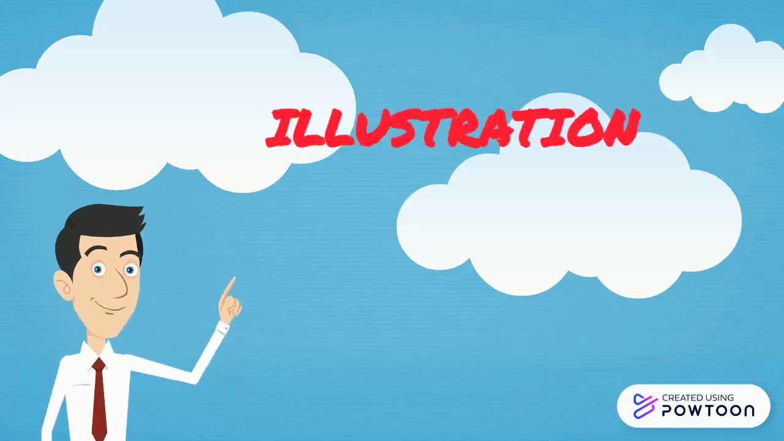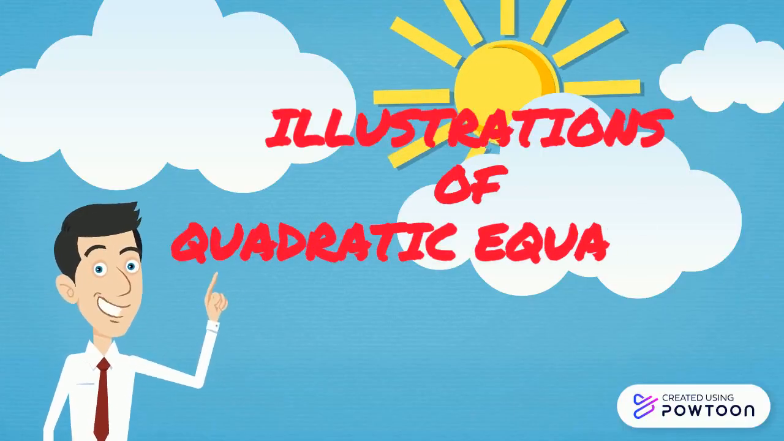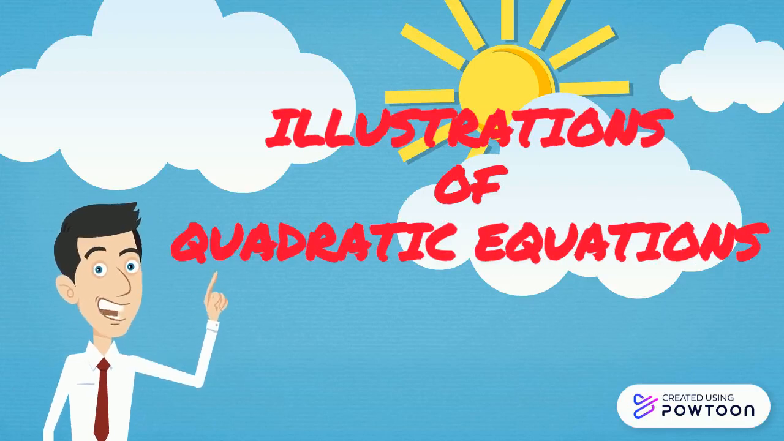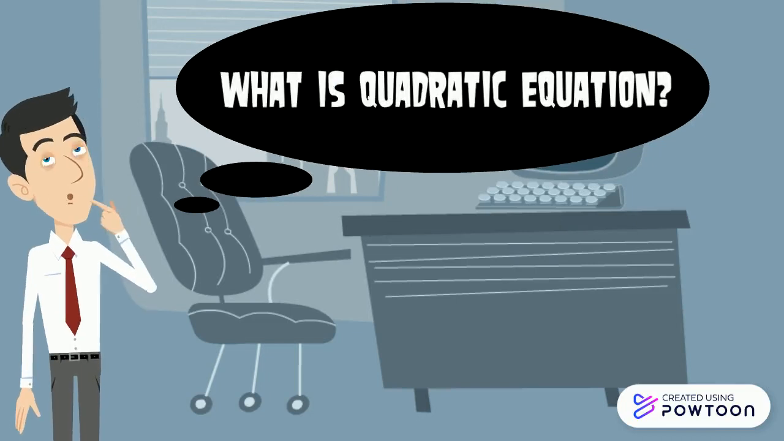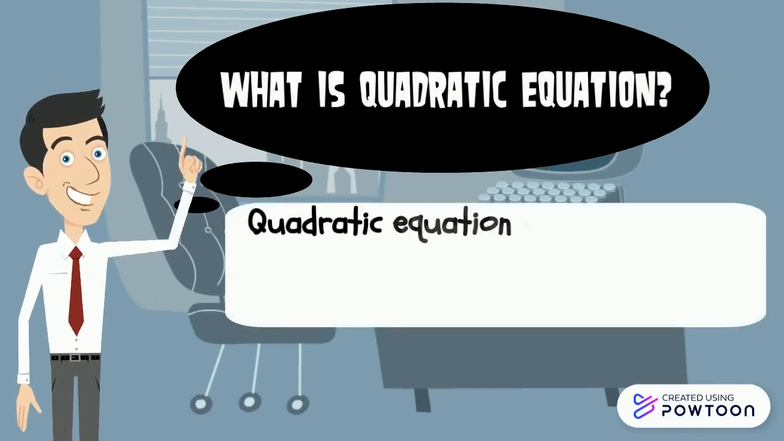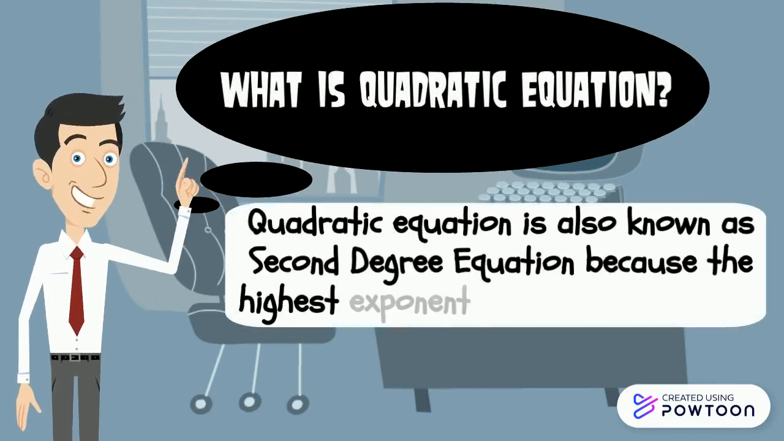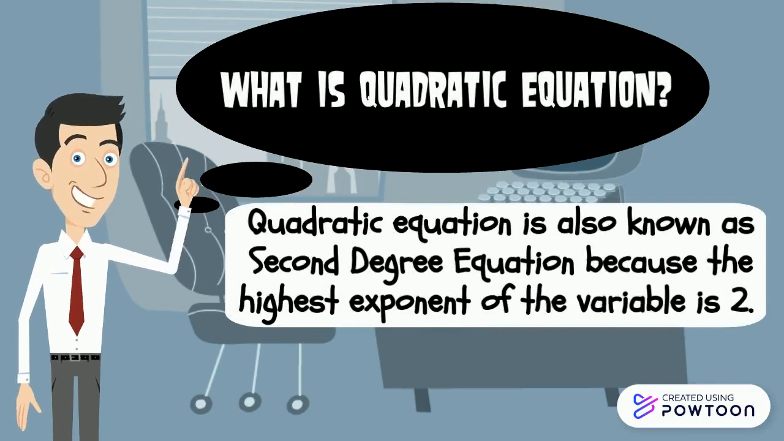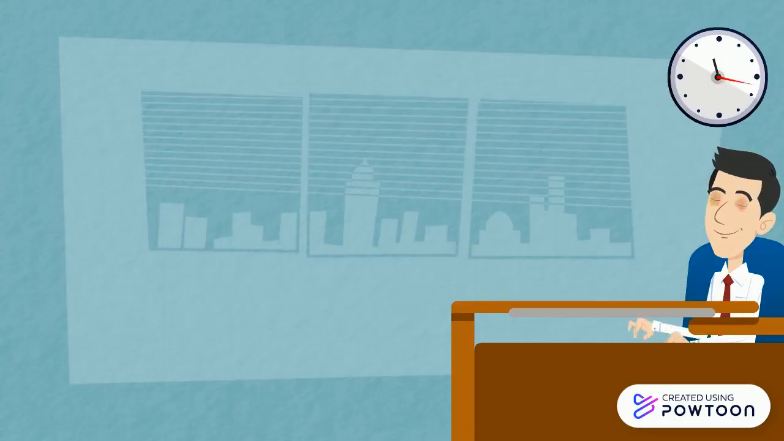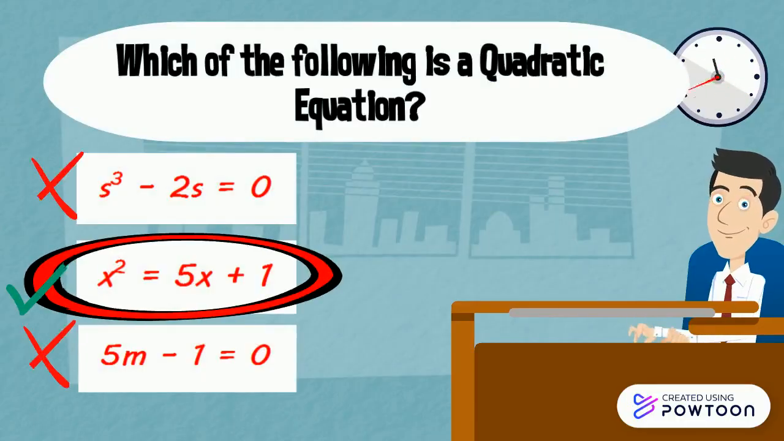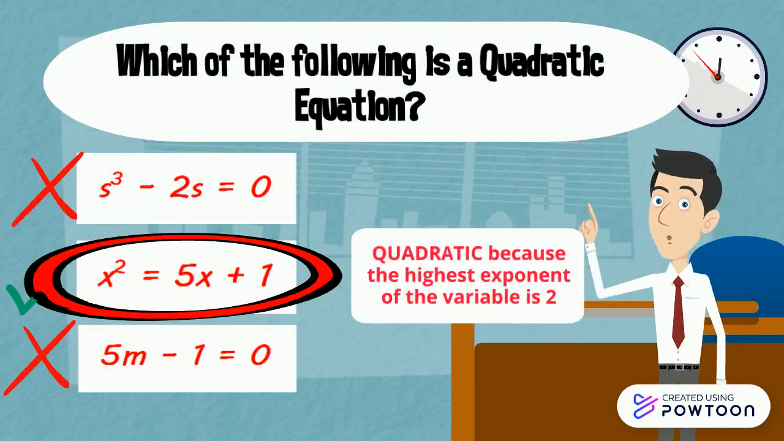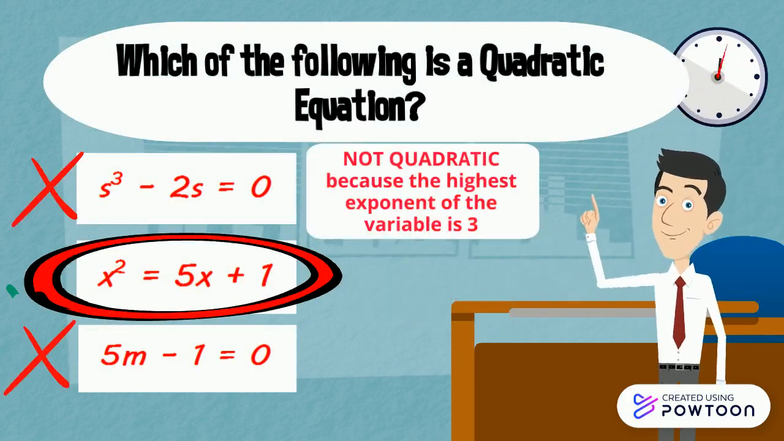For today's session, we will tackle illustrations of quadratic equations. A quadratic equation is also known as a second-degree equation because the highest exponent of the variable is 2. In the given equations, equation number 2 is an example of a quadratic equation because the highest exponent of the variable is 2.